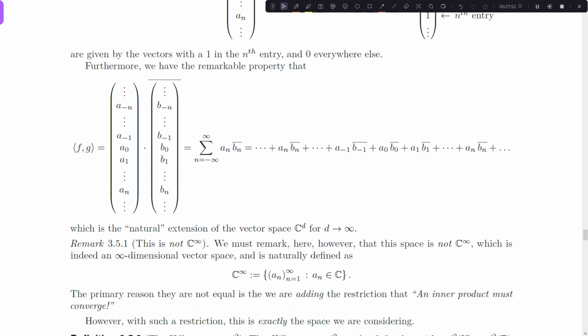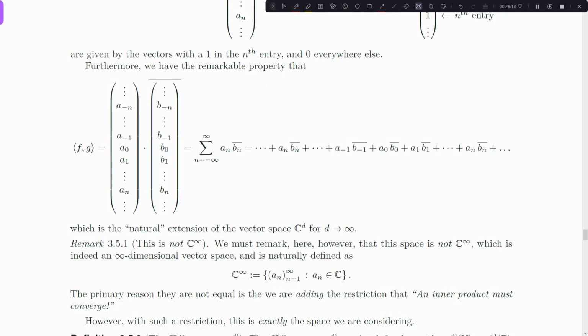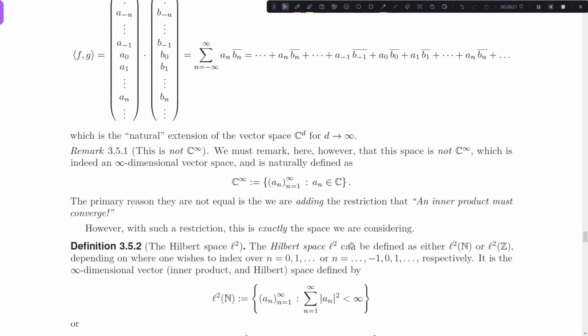We do have to be careful though, because in representing the Fourier series that way, it is not C infinity, right? C infinity is the space of all infinitely long vectors with complex entries, and we do not have that. We have the restriction that the norms on each of these vectors actually converge, okay? And that's where I put this. An inner product must converge, which we know it does, thanks to the Cauchy-Schwarz inequality.